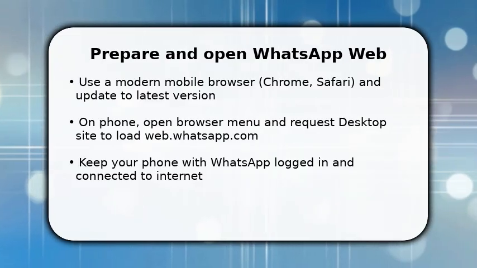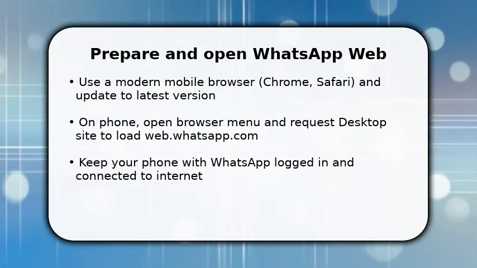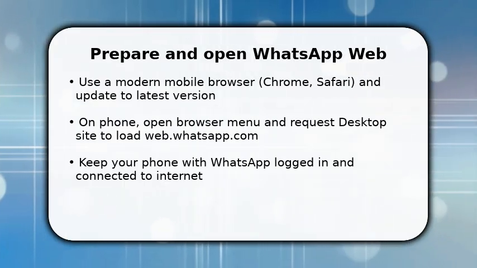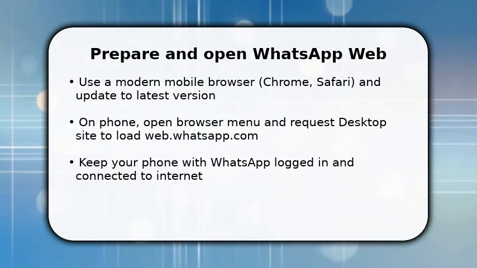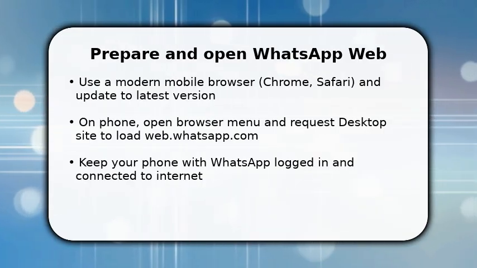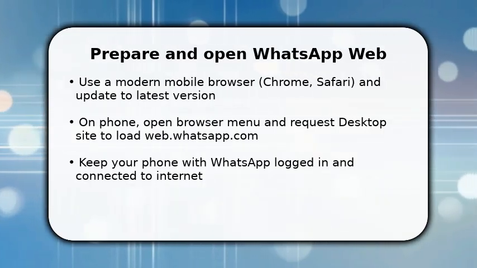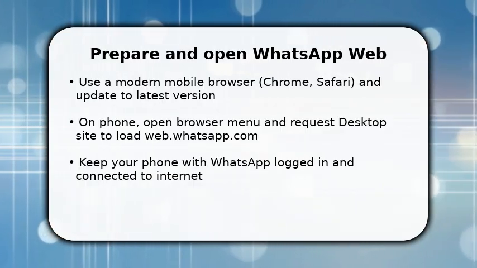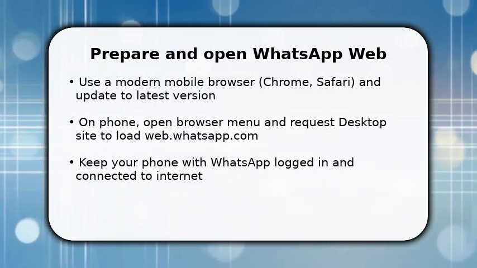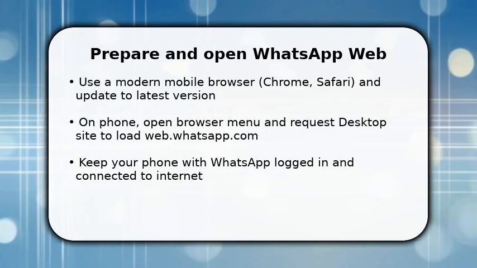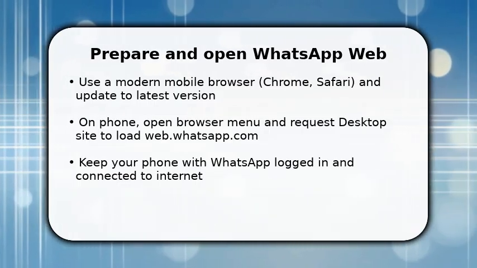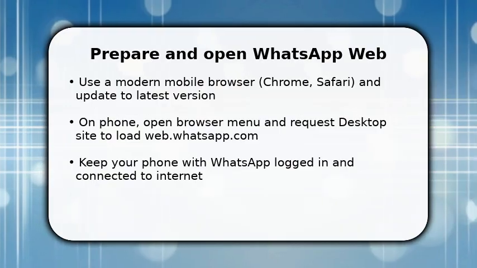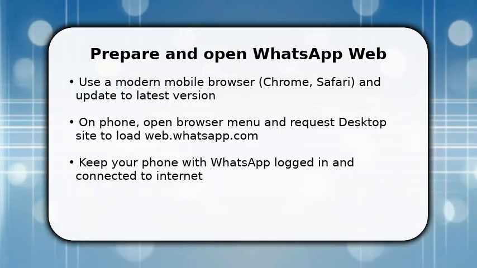You start by preparing. Open a modern mobile browser like Chrome or Safari and make sure it's updated. Once done, tap the browser menu and choose Request Desktop Site so Web.WhatsApp.com appears. You need your phone with the WhatsApp account already signed in and online. This lets the browser scan a QR and link instantly. Make sure both devices share a stable Wi-Fi or mobile connection, because WhatsApp Web mirrors your phone and needs it.